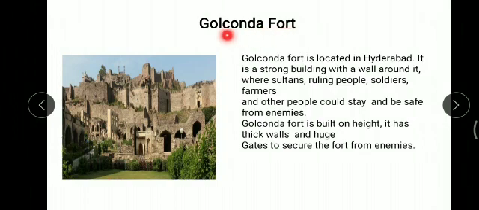Golconda Fort. This fort was built by Qutub Shahi Sultans and it is located in Hyderabad. It is a strong building with a wall around it where sultans, ruling people, soldiers, farmers and other people could stay and be safe from enemies. Golconda Fort is built on height. It has thick walls and huge gates to secure the fort from enemies.